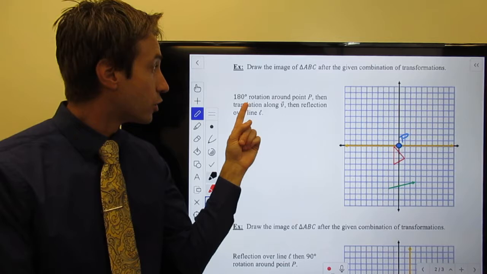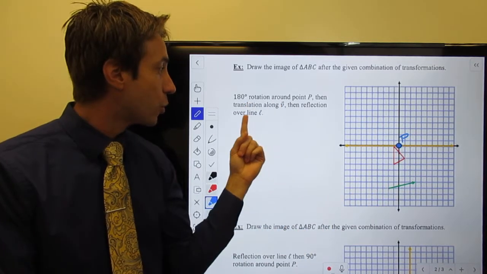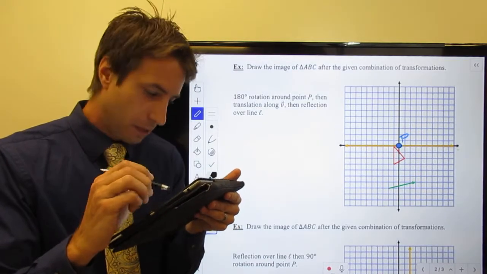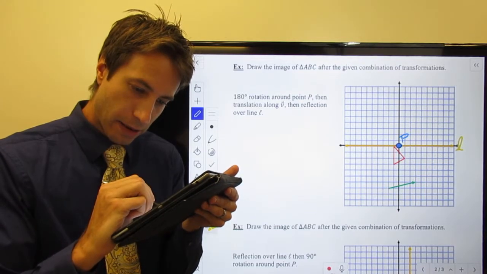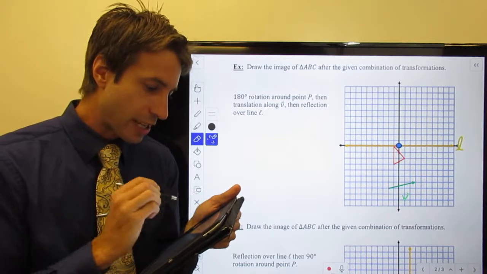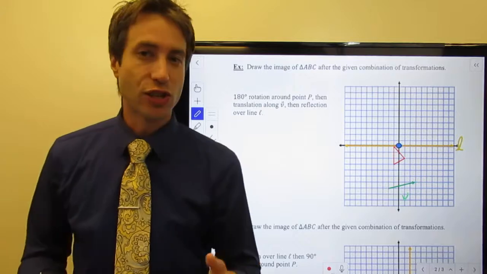Then I want you to translate it along V. There's my vector V. And then I want you to do a reflection over line L. There is line L. There's vector V right there. So let's go ahead and jump right into this. First, the rotation. We got to do a rotation of 180 degrees.